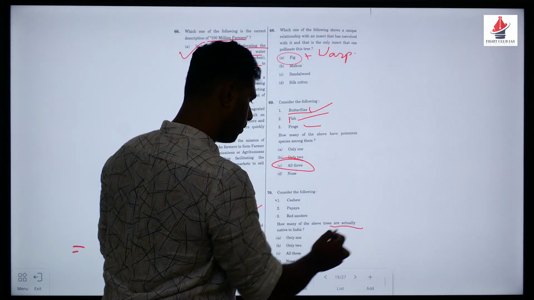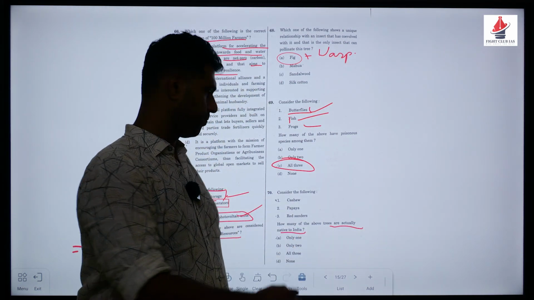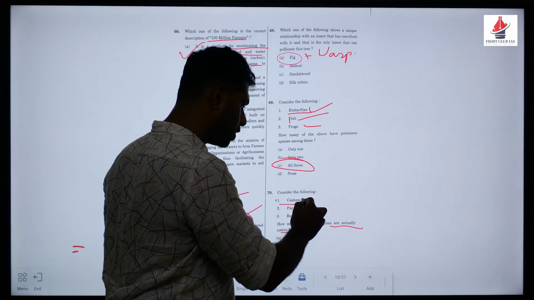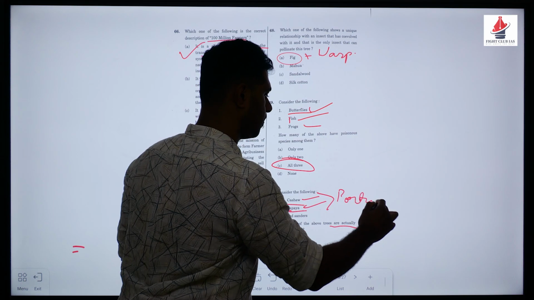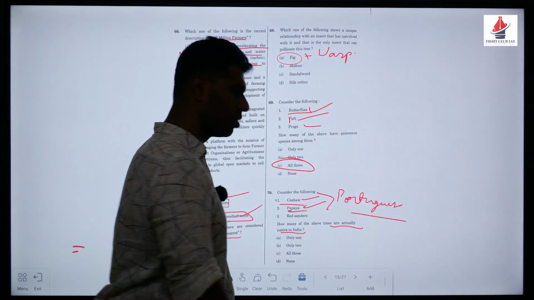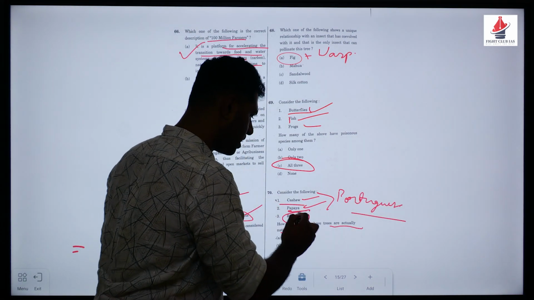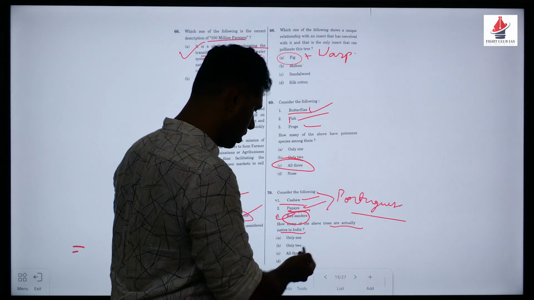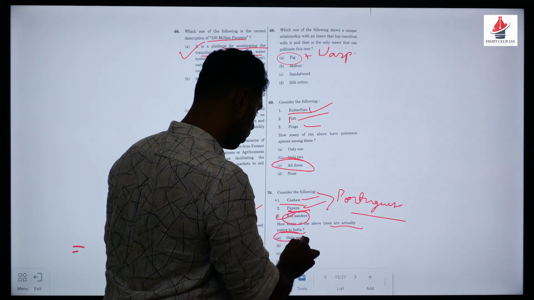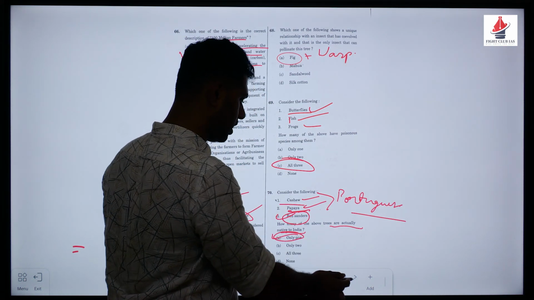How many of the above trees are actually native to India? Cashew and papaya, these both were brought by the Portuguese to India, right? The Portuguese were the ones who brought these to India, whereas red sanders, which is endemic to the Andhra Pradesh region, is native to India. So the answer is only 1, right?